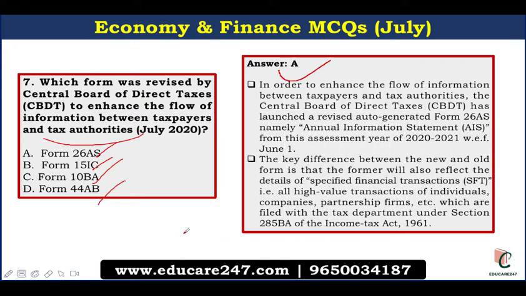The new form is effective from June 1st, 2020, which will now include detailed financial transactions. The form will provide information about specified financial transactions, the pending tax proceedings, as well as the completed proceedings. The tax department has said that this form will become a comprehensive document and give a boost to the faceless assessment initiative of the department.